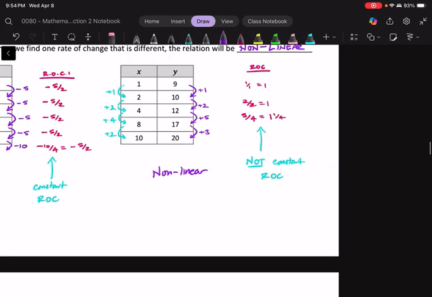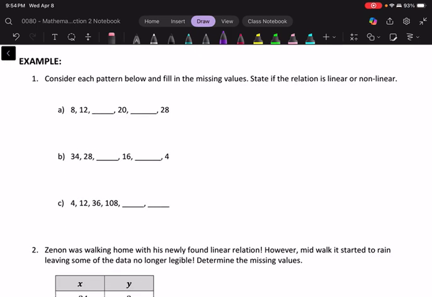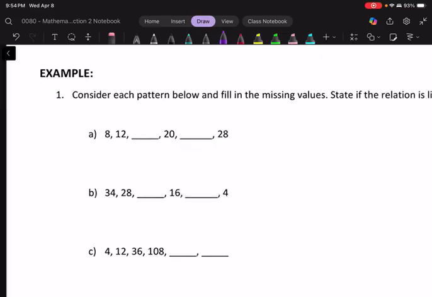We've got some examples. We've got some patterns here. We want to fill in missing values and state if the relation is linear or non-linear based on what we can find. As we look at example A, it's worth noting we're jumping from term to term, right? So we've got our first term, our second term, our third term, our fourth term, fifth term, sixth term. Those are all in there.